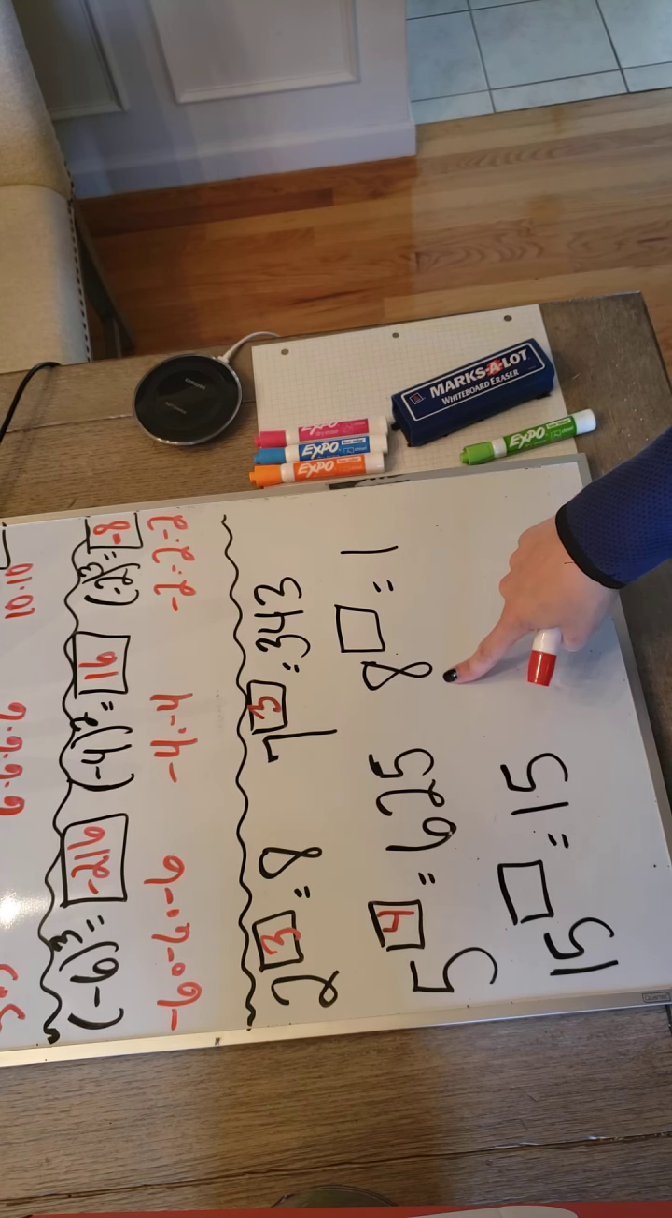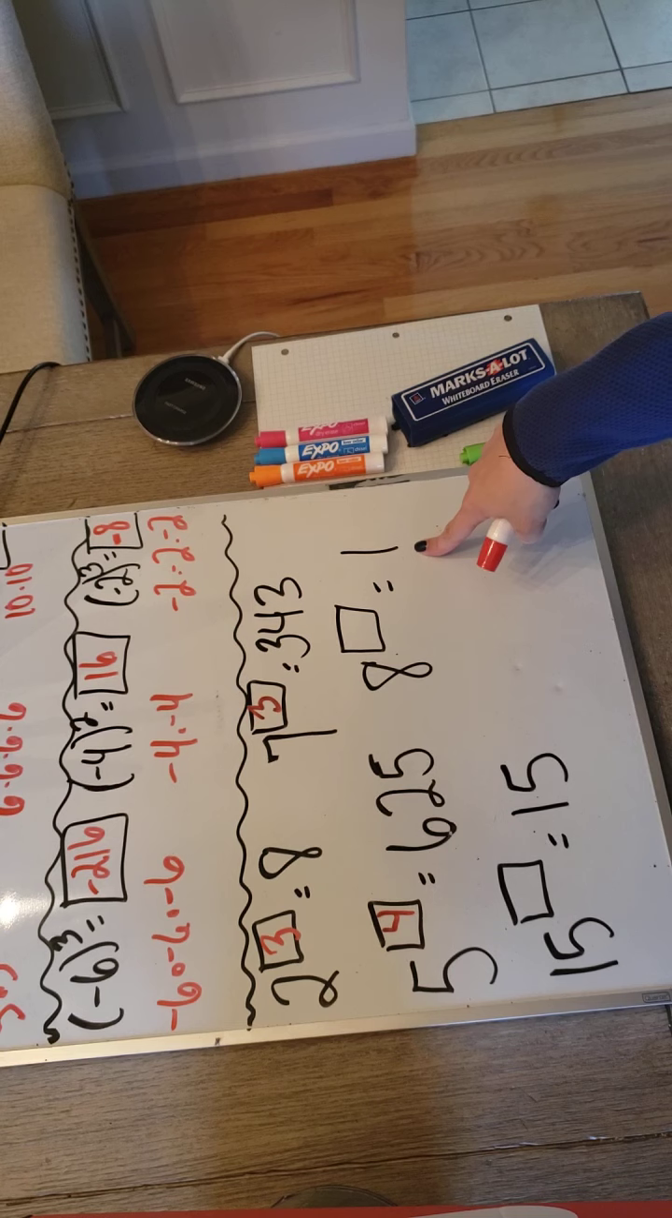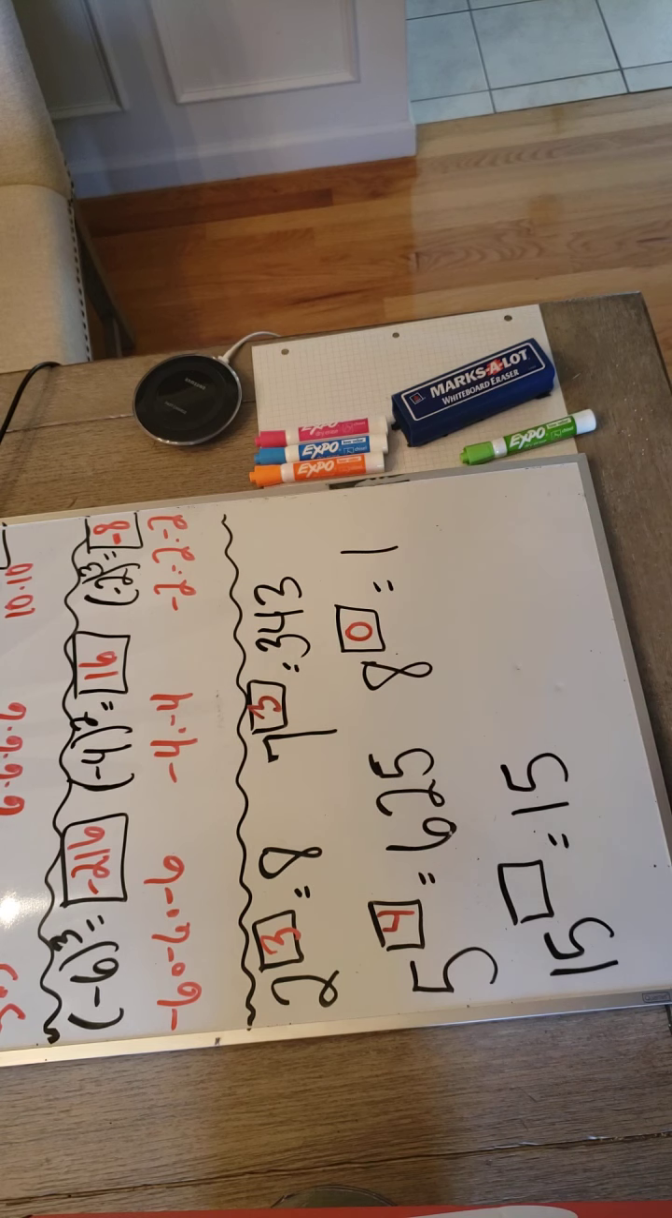Now this says 8 to some power is 1. Well, we know that anything to the 0th power is 1, so the answer is 0. Now we have 15 to some power is equal to 15. So what power does it have to be raised to get the same answer? 1.